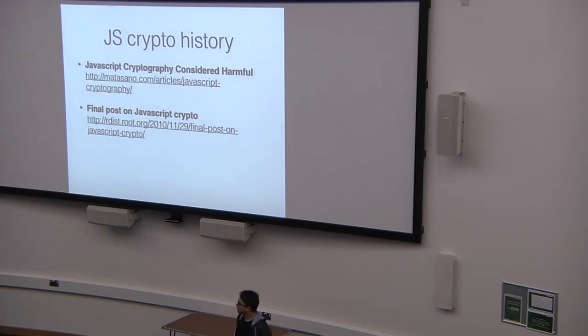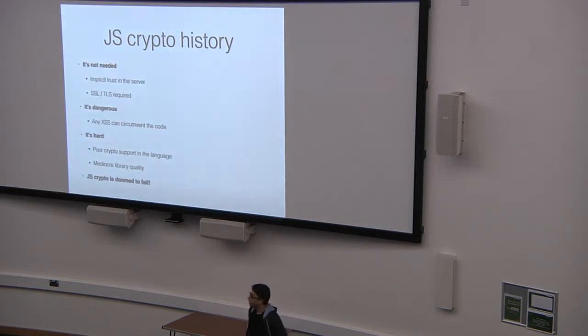So there are two prominent blog posts about it from a few years ago. The first one by Thomas Ptacek, entitled JavaScript Cryptography Considered Harmful. And the second one by Nate Lawson, final post on JavaScript crypto. And if you take a deeper look at those blog posts and other opinions on JavaScript cryptography present in the security or crypto community, you can derive multiple arguments. So why is it a bad idea?